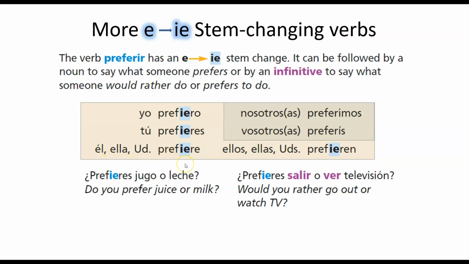Él or ella prefiere, he or she prefers. Nosotros preferimos, we prefer. Vosotros preferís, y'all prefer. Ustedes prefieren, you all prefer. Ellos, ellas prefieren, they prefer.